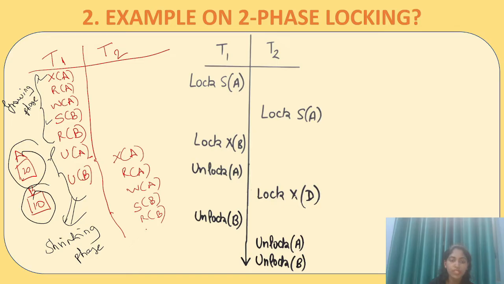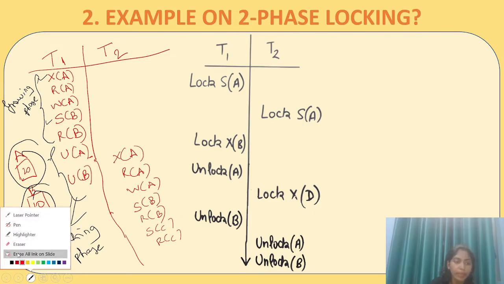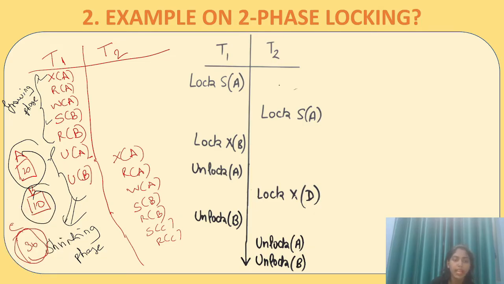If he wants C also, he can acquire the shared lock on C and the exclusive lock on C also. So here also T2 is only acquiring locks. Shared and exclusive locks are acquired on items A, B, C respectively: exclusive lock on A, shared lock on B and shared lock on C. So he is only acquiring the locks.